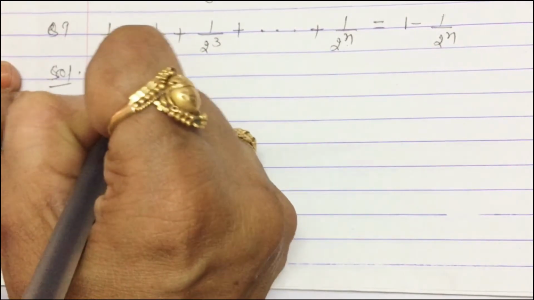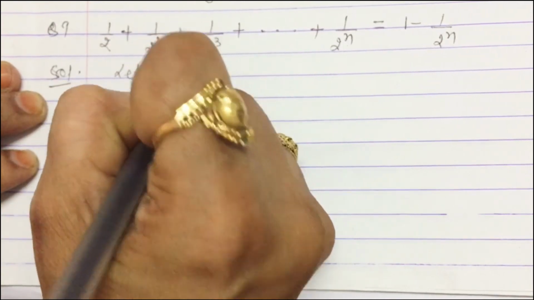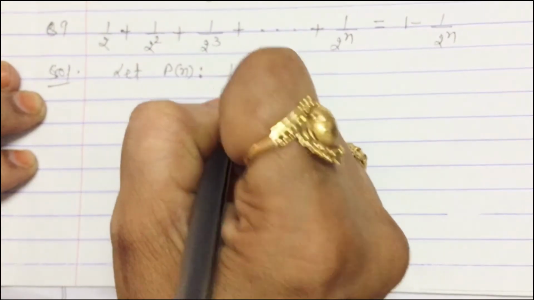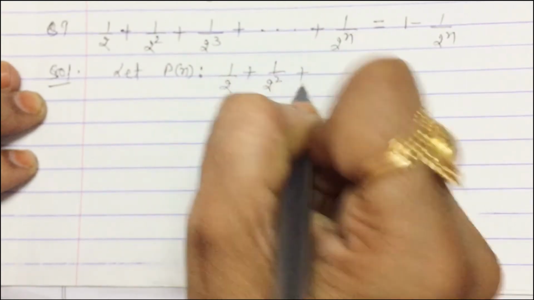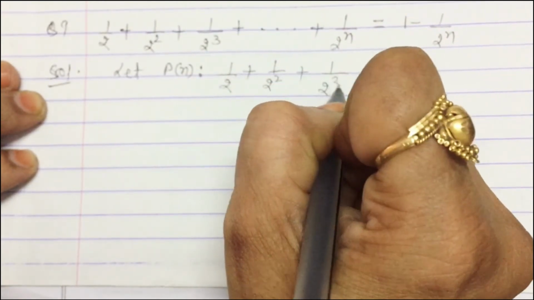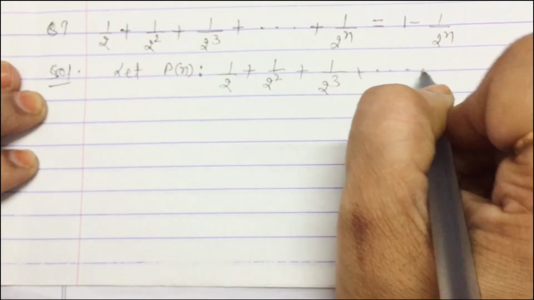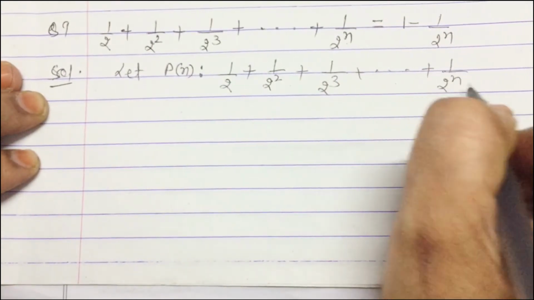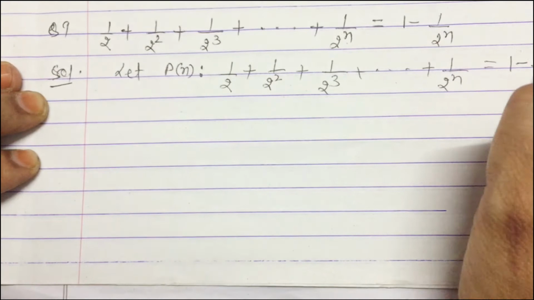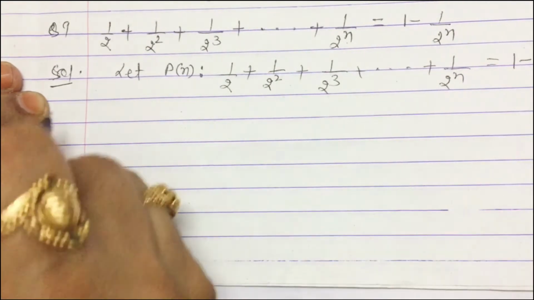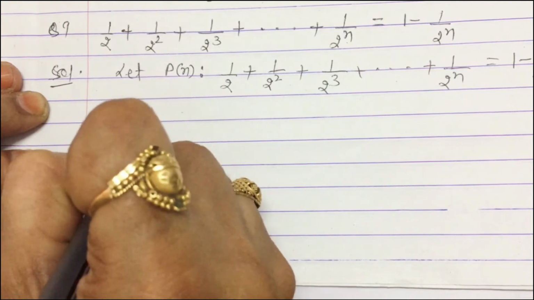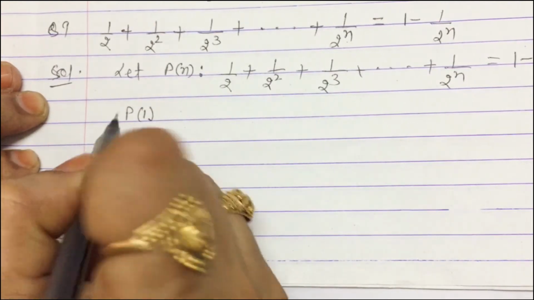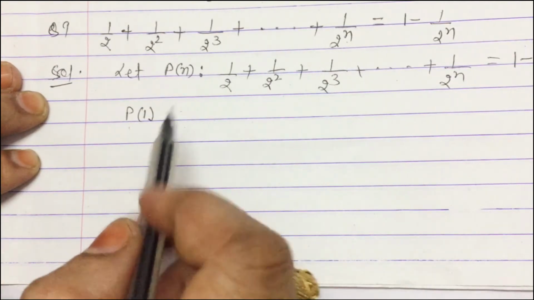First of all, let the given statement be Pn. Okay, so write here 1 by 2, 1 by 2 square plus 1 by 2 cube, and here it is 1 by 2 raised n is equal to 1 minus 1 by 2 raised n. Okay, so first of all we have to prove that P1 is true. So first of all find P1.